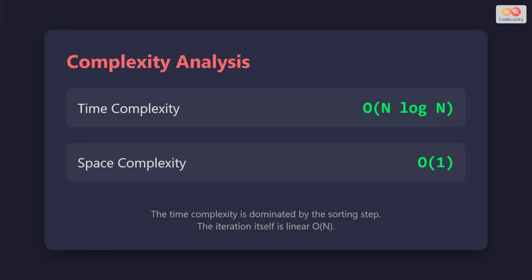Finally, let's look at performance. The sorting step takes big O of n log n time. The iteration itself is linear, big O of n. Therefore, the total time complexity is dominated by the sort, resulting in O of n log n, and the space complexity is constant or O of 1, as we only store a few variables.